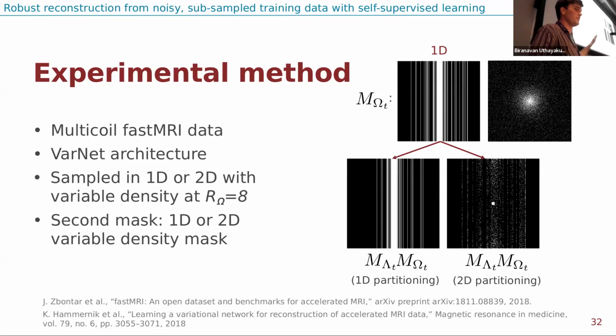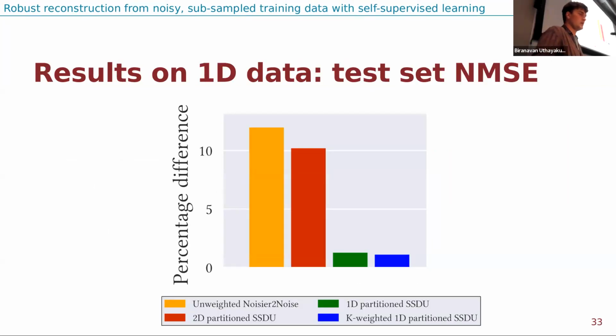And then for each of these, we partitioned in 2 ways. We either partitioned in columns or we partitioned in 2D, like the original SSDU. And we also did the same with the 2D image, so we partitioned that in columns and in 2D. I'm just showing a subset of the results for the sake of this talk, but there are more different acceleration factors. And we also did it on the knee data in the preprint, which I'll mention at the end of the presentation.